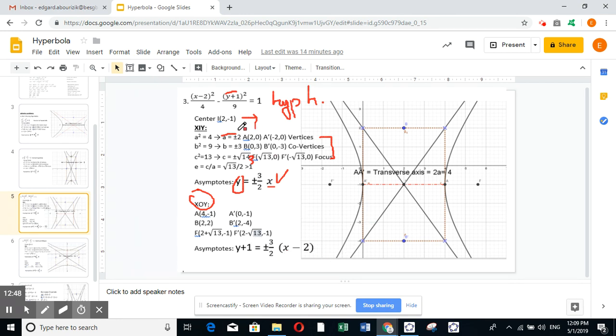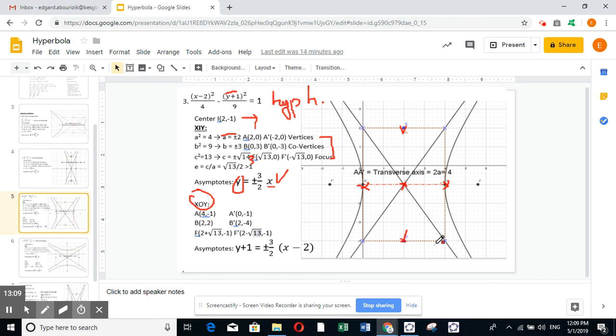Now I put the center 2, minus 1. This is the center. I put a. I have a 4, minus 1. This is a. A prime, I have it 0, minus 1. And these are the vertices. The co-vertex that you have here 2, 2. This is b and b prime.